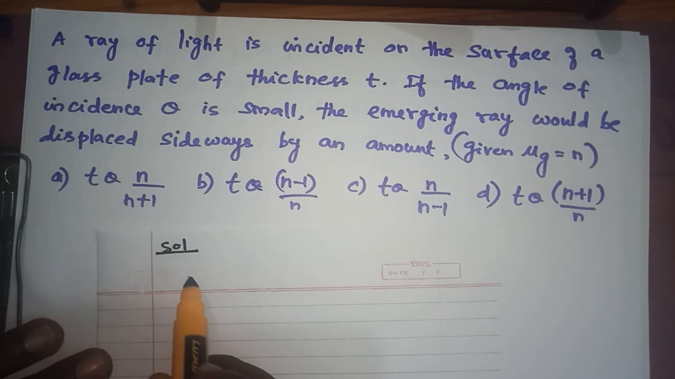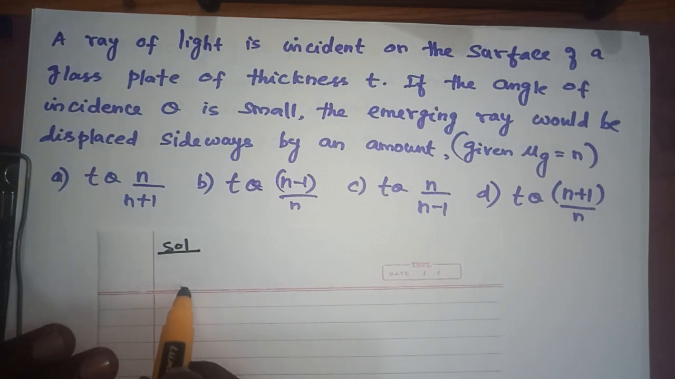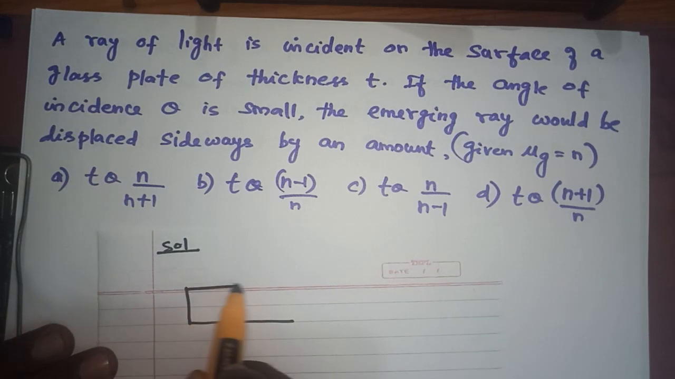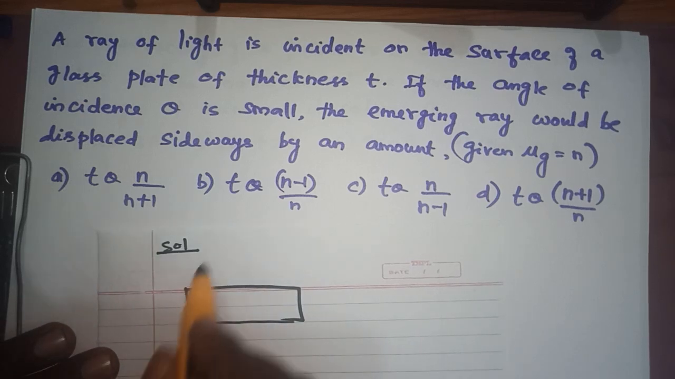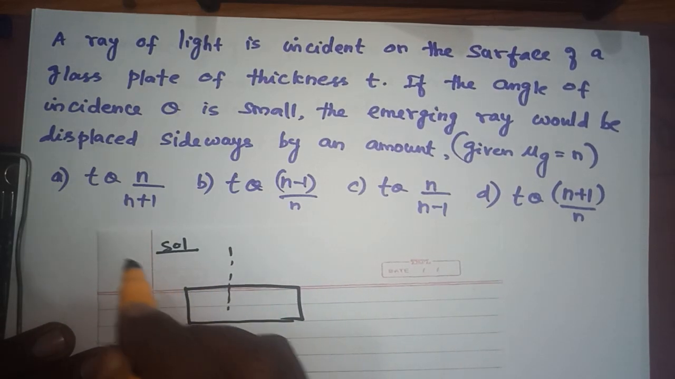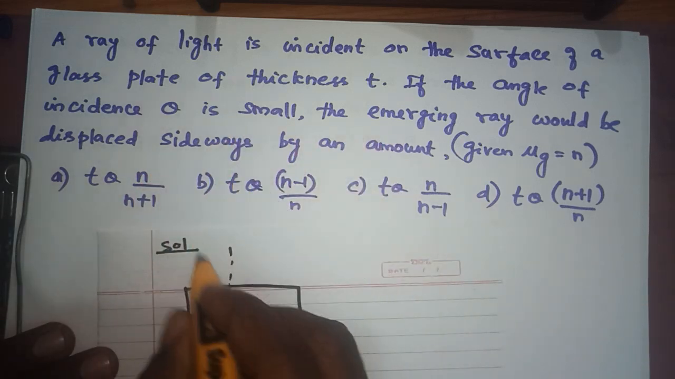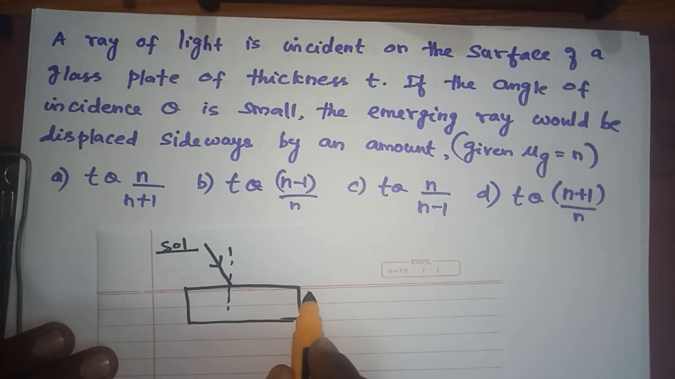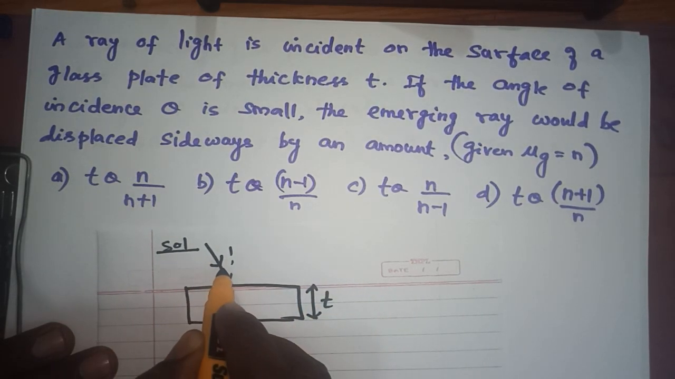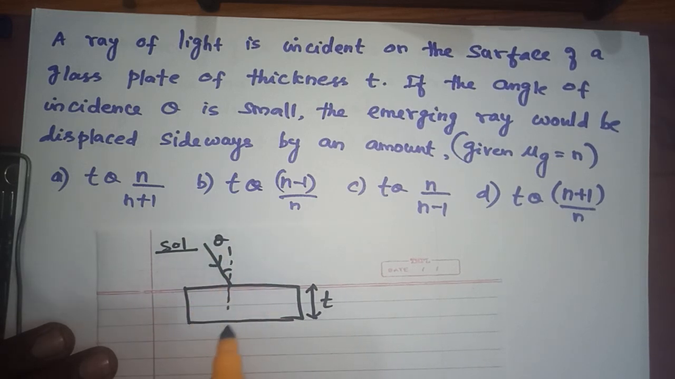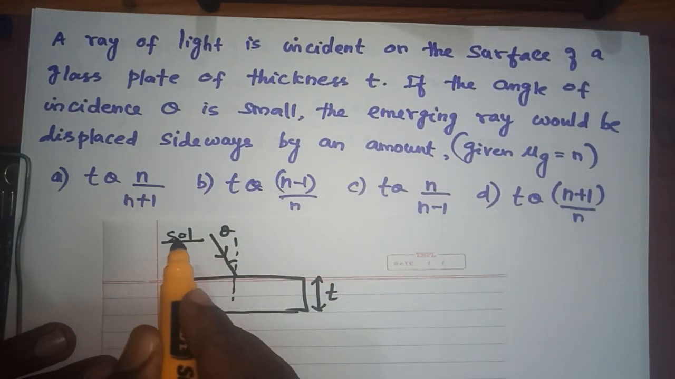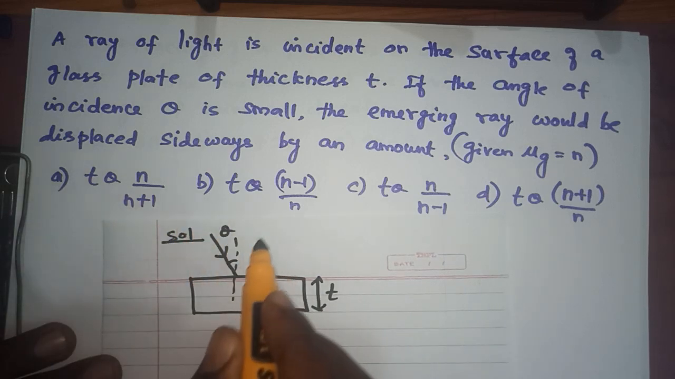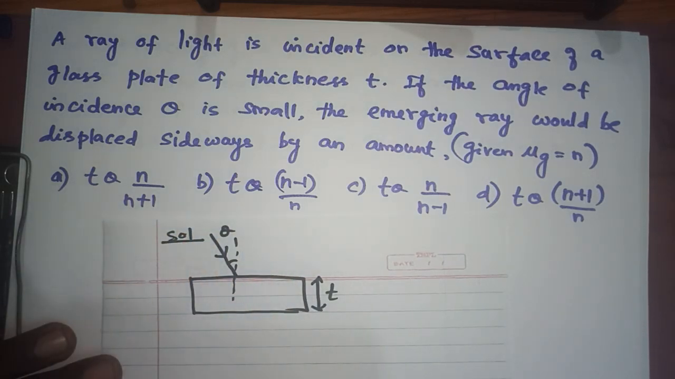A ray of light is incident on the surface of a glass plate of thickness t. Let us take a glass plate. This is a glass plate, and a ray of light is incident on it. The glass plate is of thickness t. If the angle of incidence is theta, the emerging ray would be displaced sideways by an amount how much? So what is the emerging ray?